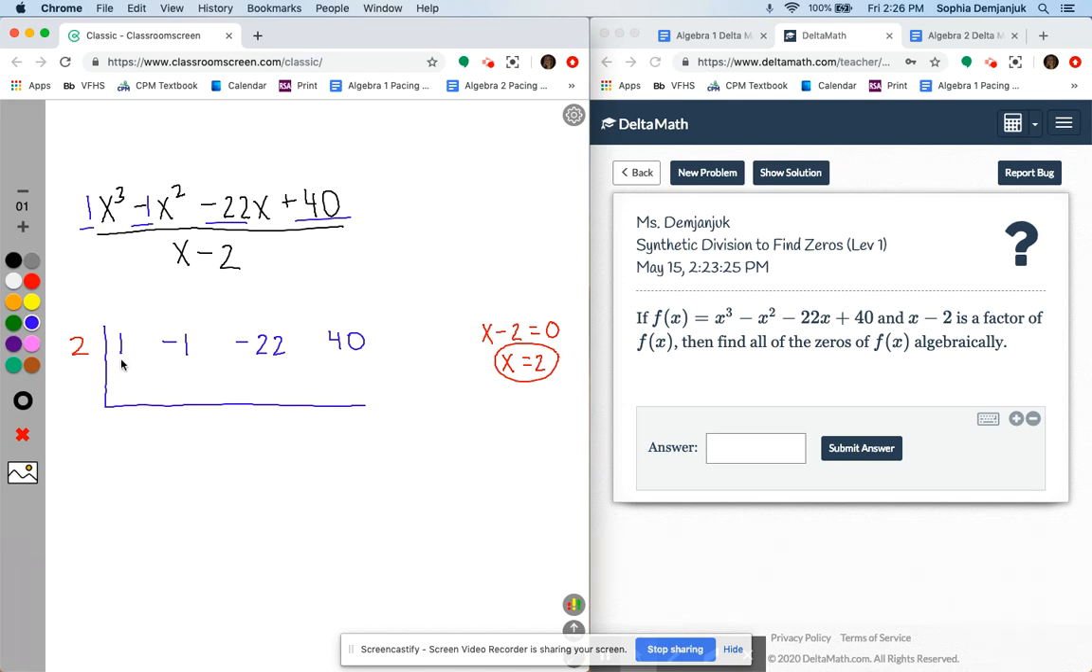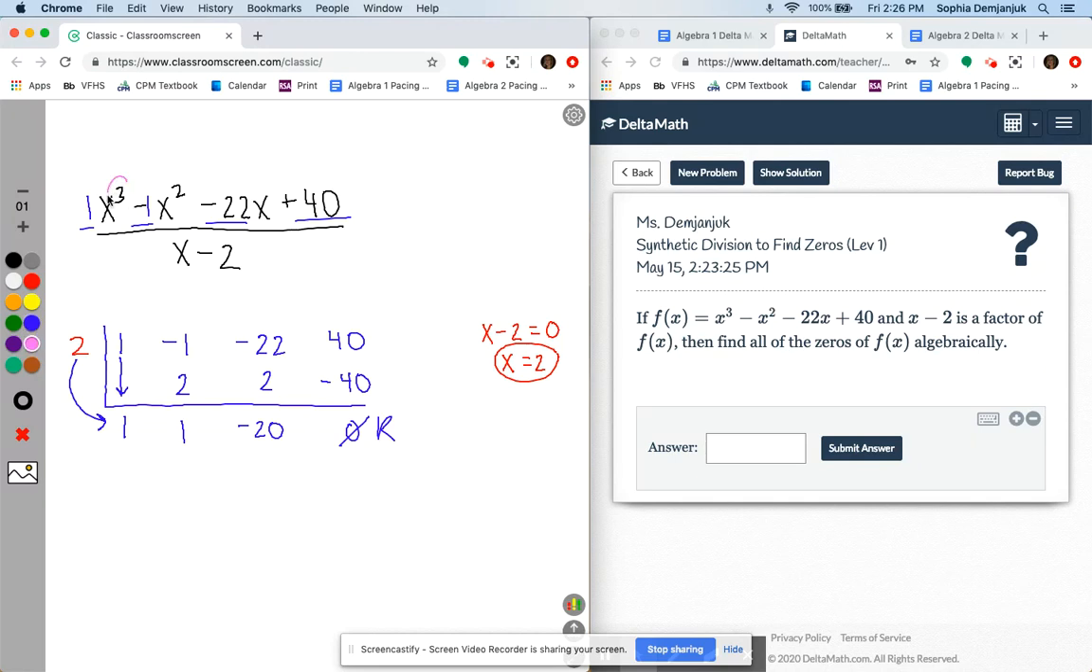You start by bringing this first number down, so 1 starts in the bottom. Whatever is in the bottom row gets multiplied by my 2. So 2 times 1 gives me 2. Add up and down, -1 plus 2 gives me 1. 2 times 1 gives me 2. -22 plus 2 gives me -20. 2 times -20 gives me -40. And I have my remainder of 0.